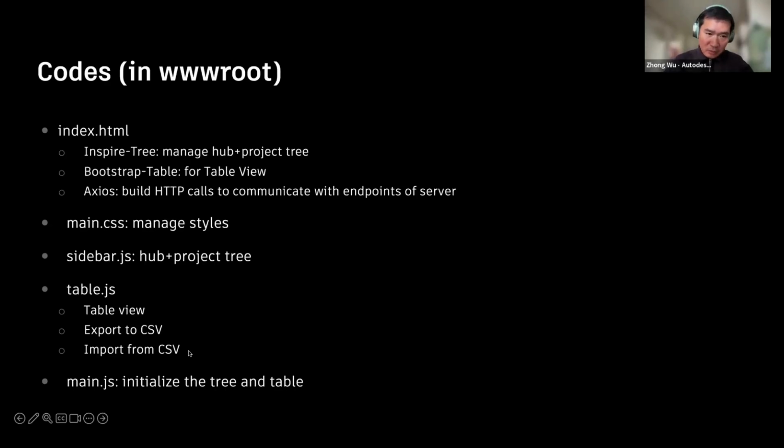And the table.js, which is pretty important. This is a table we use to list all the items, including issues or subtypes, something like that. And it can also be exported to CSV and imported from CSV. So the main.js file initializes the tree and the table. That's all the components from the www root.